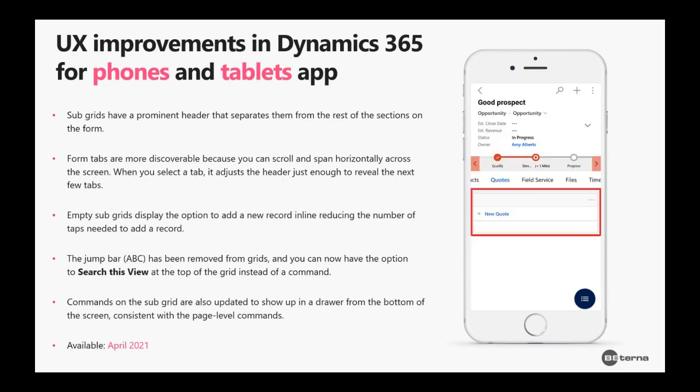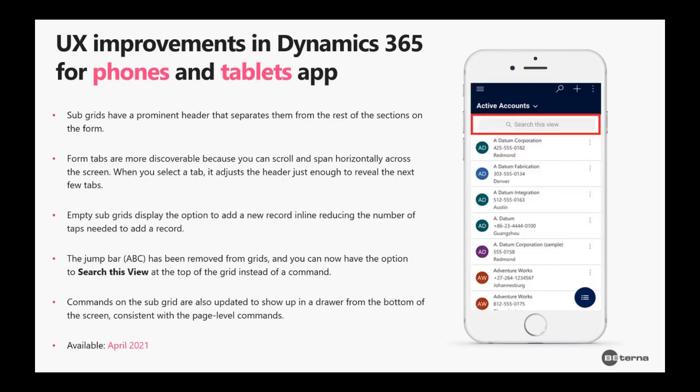Subgrids on mobile clients were also redefined. They are now more visible. They are separated from other data on the form. And if the subgrid is empty, you have a nice button for a new record. In our example, we have new quote. So you can easily enter a related record on the mobile client also.